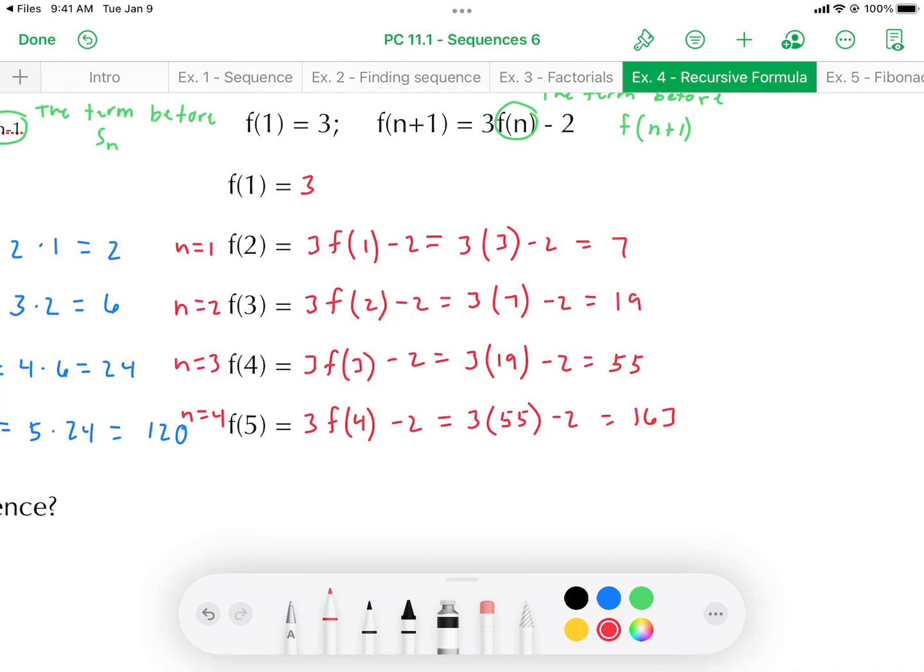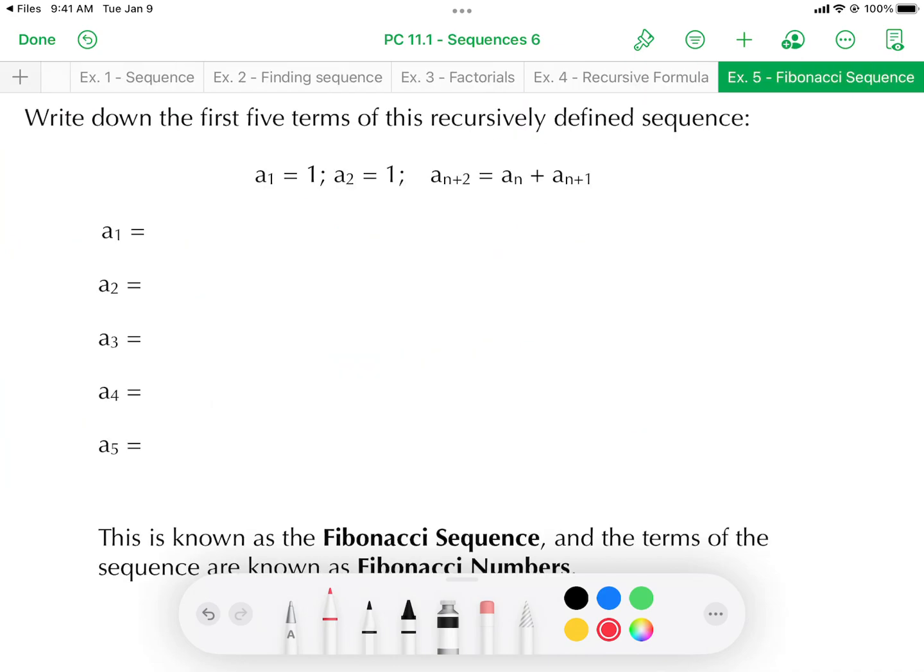All right, one more example. This is a special one. Once again, give me the first 5 terms of the recursively defined sequence. Here we are given the first 2 terms of the sequence. A sub 1 and a sub 2 are both said to be 1. And the reason we're given 2 terms is because the formula is defining any given term by the 2 preceding terms. A sub n plus 2 equals a sub n plus a sub n plus 1. Those are the 2 terms that directly precede a sub n plus 2.